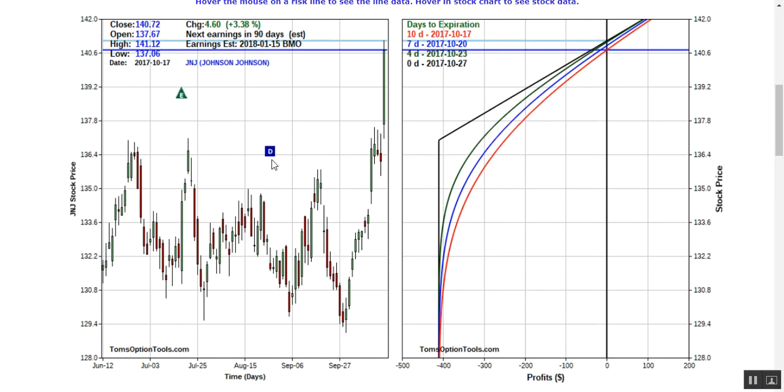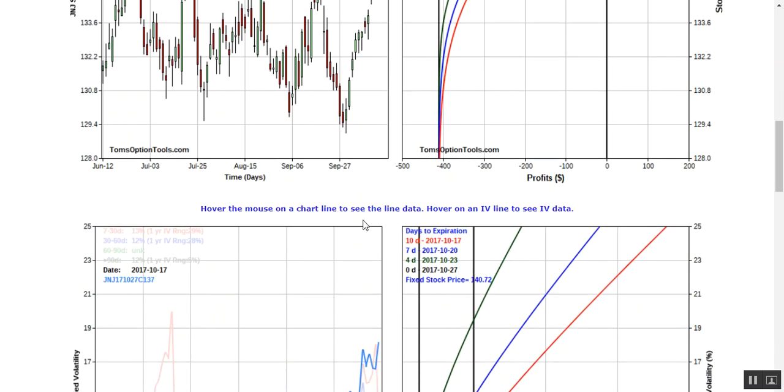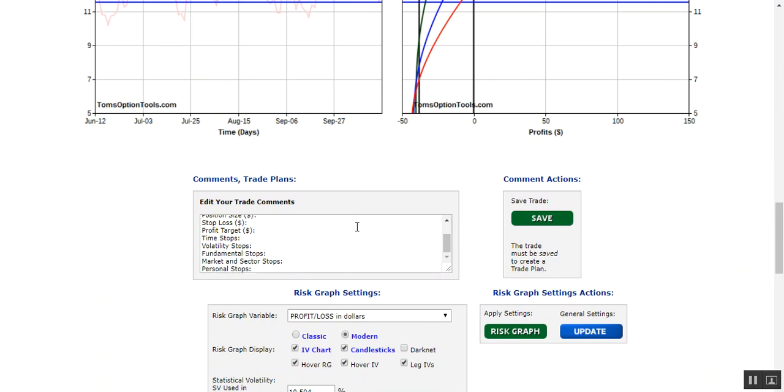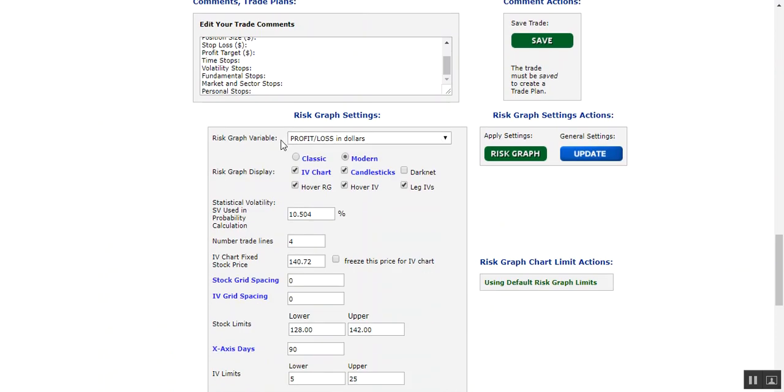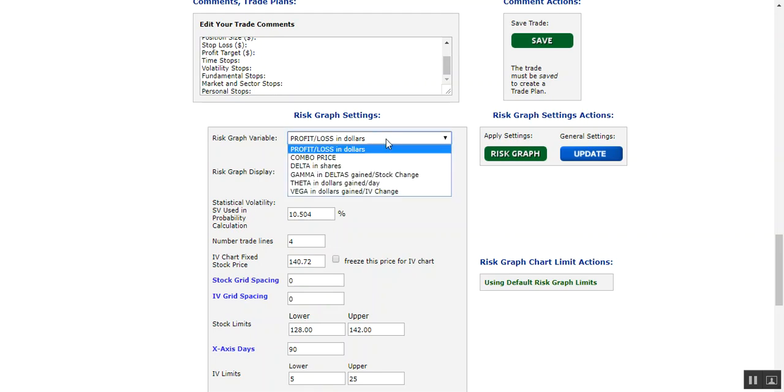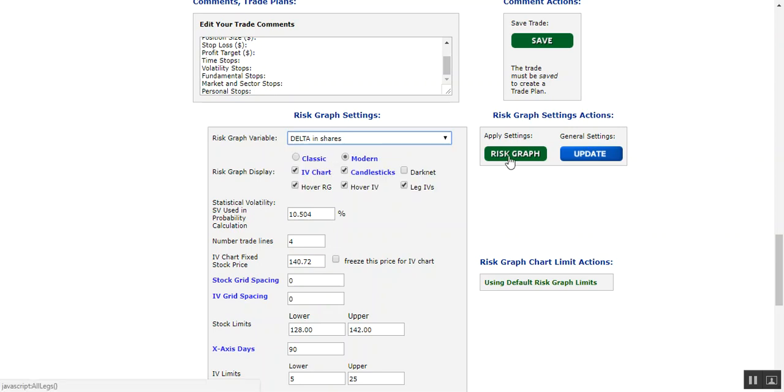Now let's go ahead and do a plot, or a charting, if you will, of the Greeks, the delta, gamma, theta, and vega. Where do you go to do that? Where do you find that? Back under the risk graph settings here, you'll see that the risk graph variable window is set for profit and loss in dollars. Left click on that window and you'll see the other choices that you have now. Let's go with delta. Click on that line item, click on risk graph.